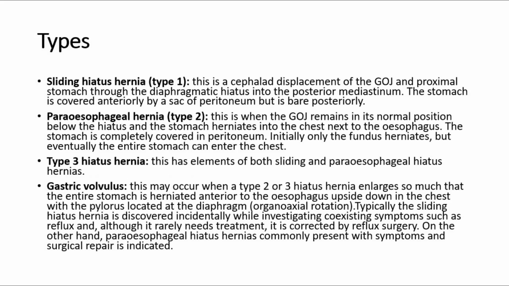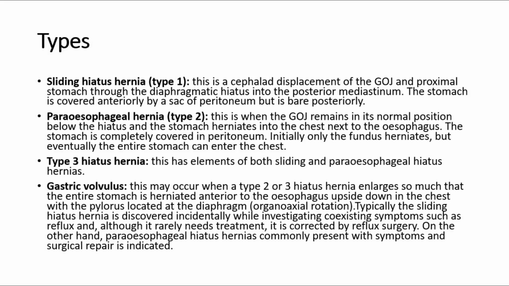Type 1. Sliding hiatus hernia. This is a cephalad displacement of the GOJ and proximal stomach through the diaphragmatic hiatus into the posterior mediastinum. The stomach is covered anteriorly by a sac of peritoneum but is bare posteriorly.